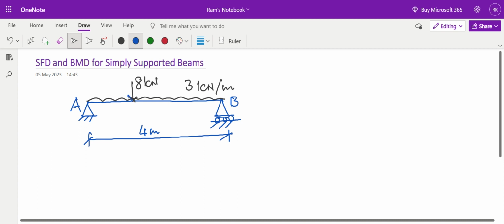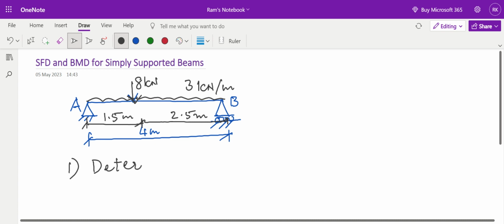There is a point load of 8 kilonewton acting at some point. I forgot to give the distance of this point load. Let us say the distance of the point load from the left hand side is 1.5 meters. So naturally, the remaining distance will be 2.5 meters. We are taking odd figures here, 2.5 meters and 1.5 meters. This is the distance of this point load from the ends A and B respectively. We need to plot a shear force diagram and bending moment diagram for this simply supported beam. So friends, the first step in doing this is determination of reactions.